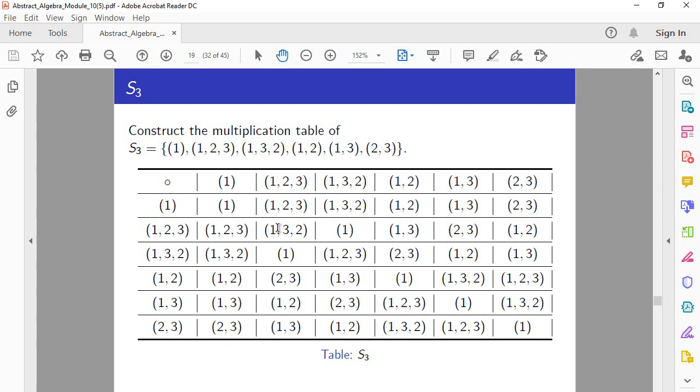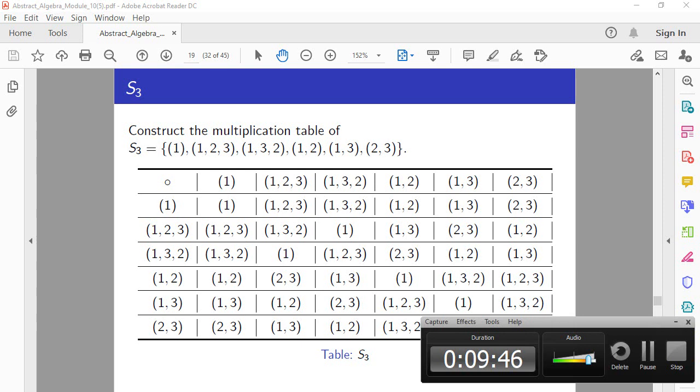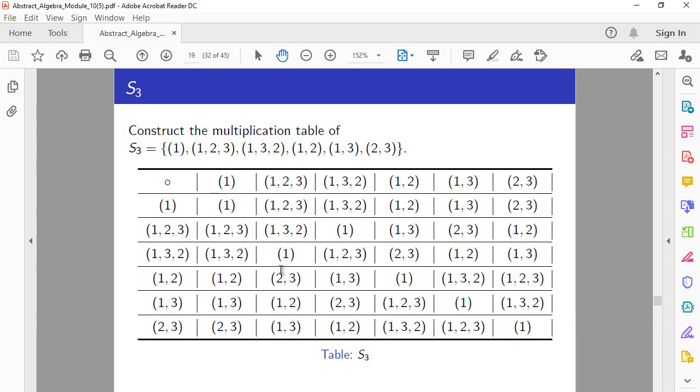Okay, so now let's look at the group table, or the multiplication table, for S3. This is the group of permutations on 3 elements, and there are 6 permutations here, and they are listed out in here. So this is the identity permutation. This is a cycle of length 3. This is a cycle of length 3, and then these are cycles of length 2, or transpositions. So these are the 6 elements of S3, and here is the table.